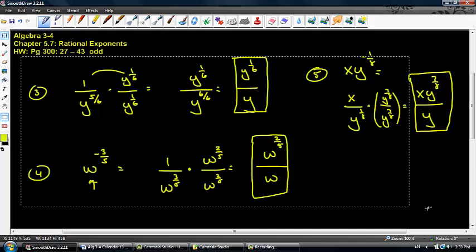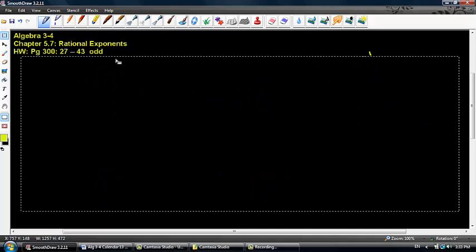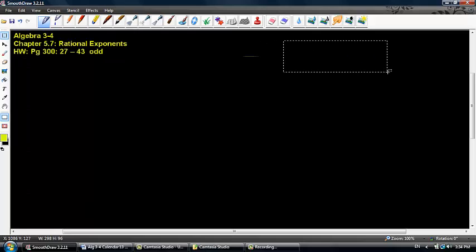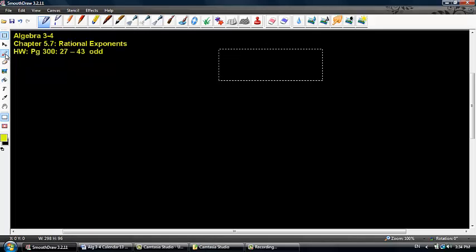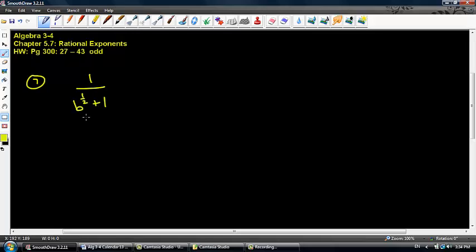So here comes some more rationalizing denominator stuff. The next one is actually a little more involved, but it's still quite simple. If I say something like, I believe we're on number 7, 1 over b to the 1/2 plus 1. This one's a binomial expression. It's a little more complicated, but again, we learned about multiplying by conjugates. So anytime you see this binomial expression, you just take the conjugate of it, which is b to the 1/2 minus 1.